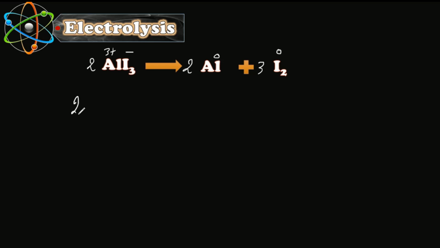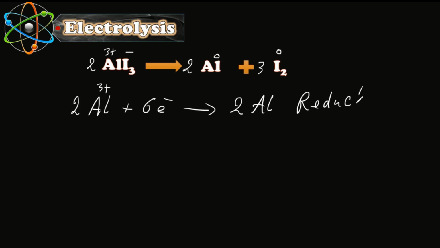Aluminum first. We have 2Al3+. Now aluminum positive, to lose this charge, is going to gain electrons. How many electrons is it going to gain? We have 2 atoms. Every atom will gain 3, so it will gain 6 electrons, because 2 times 3 is 6 electrons, which gives you 2Al. This is reduction, and this reaction happens at the cathode, because it is negative, it will go there.